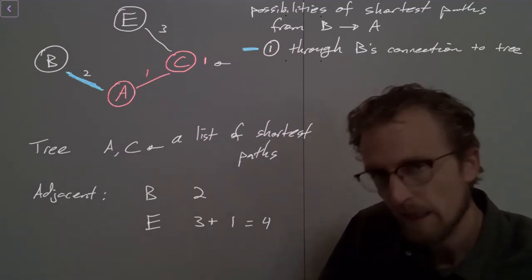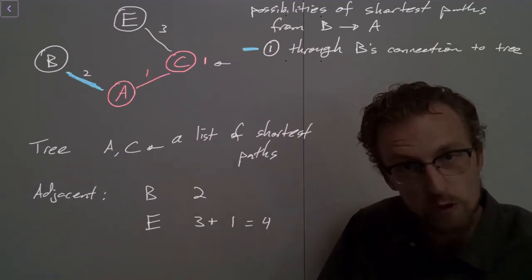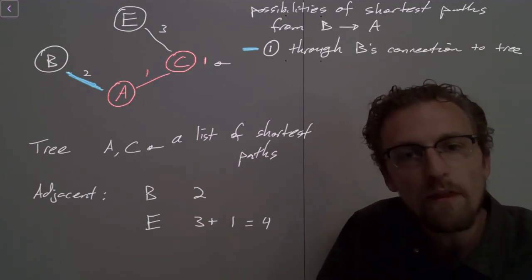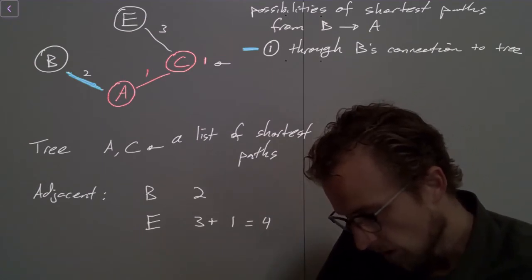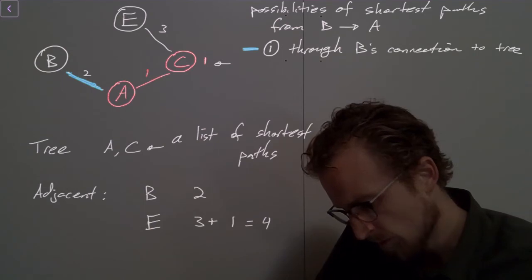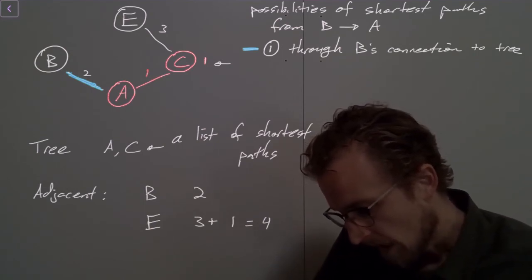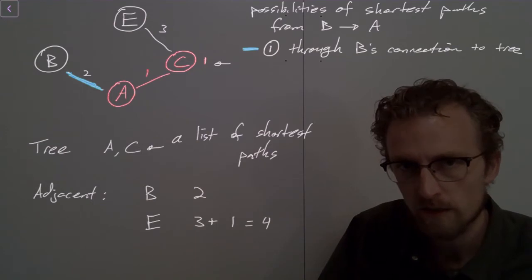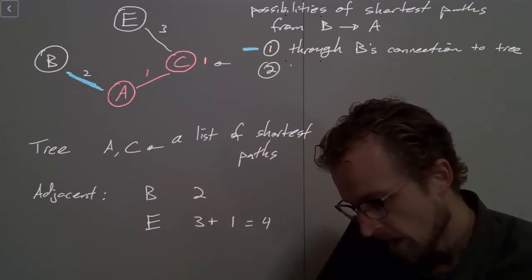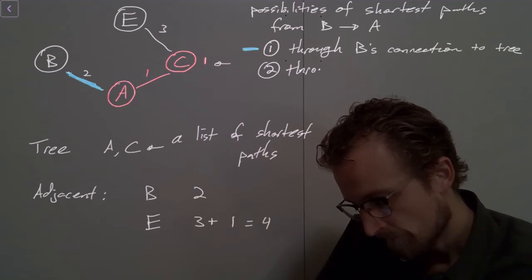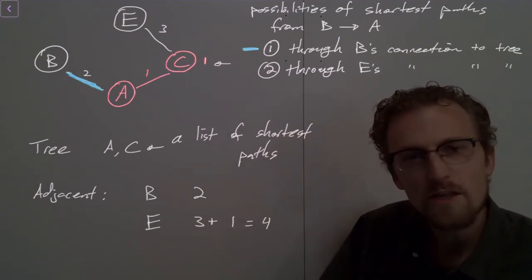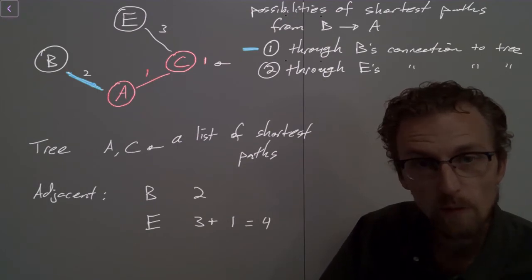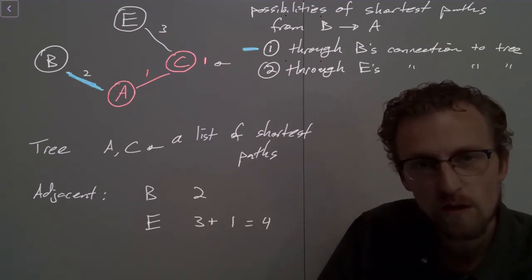Well, the only other possibility is that it connects to the tree through some other node that is adjacent to the tree. The only other possibility, which I'll do in green, hopefully it's distinct enough from the blue, is that it connects through E's connection to the tree. Okay, and why is that? Well, because E is the only other thing that's adjacent to the tree. If there were other things that were adjacent to the tree, B could connect through them as well, right?